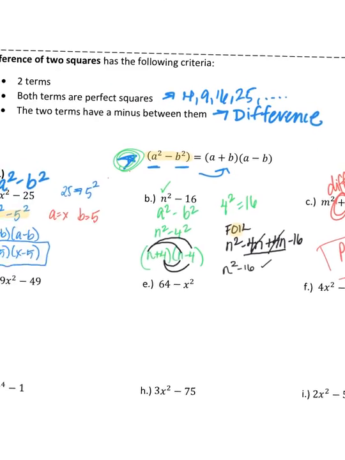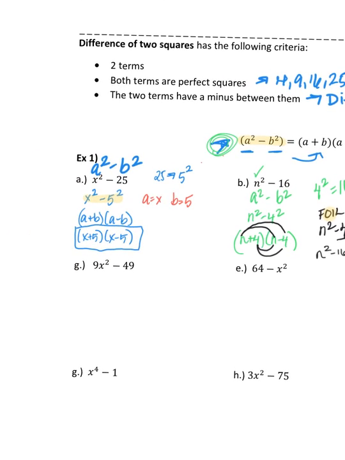Okay, so moving on to G. This is where things can get a little bit different. Your a squared isn't set up and ready to go. So remember it's a squared minus b squared. We have x squared is already good, but that 9 in front needs to also be written in the form of something squared.